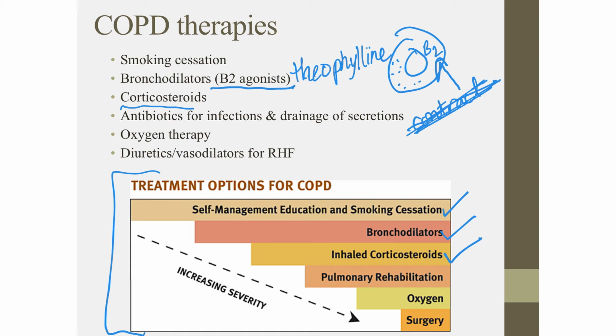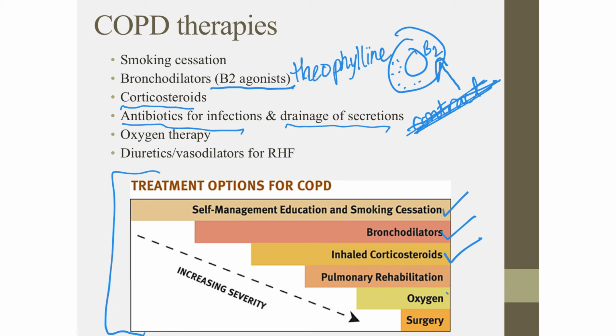Antibiotics are a good thing because we have recurrent pulmonary infections with COPD. So giving antibiotics as infections occur, not all of the time, hopefully, because you get a lot of resistance and downstream changes due to antibiotics. And then possible suctioning or draining of secretions.